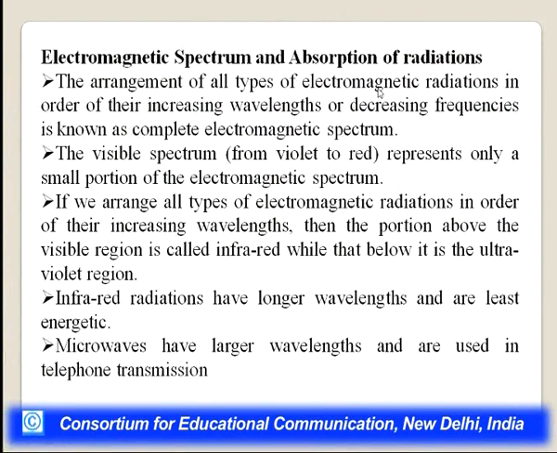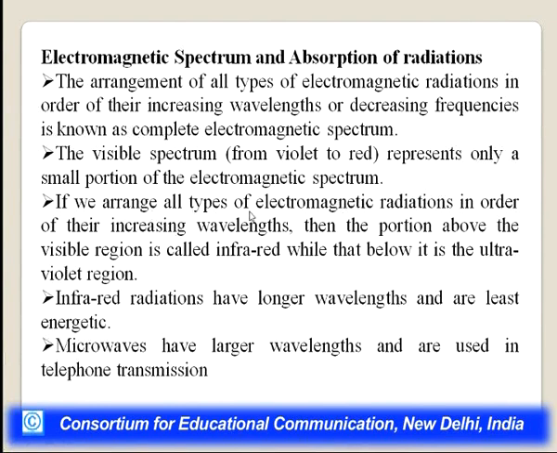Electromagnetic spectrum and absorption of radiations. The arrangement of all types of electromagnetic radiations in order of their increasing wavelength, or we can say decreasing frequency, is known as the complete electromagnetic spectrum. The visible spectrum represents only a small portion of the electromagnetic spectrum. It starts from the violet end to the red end.